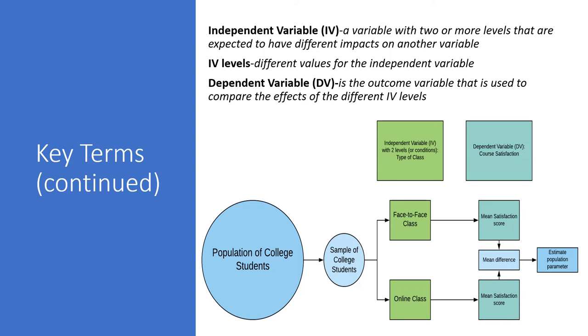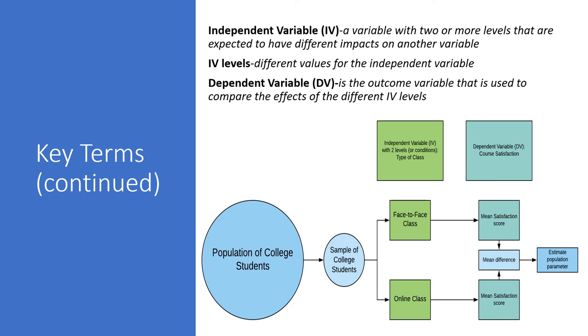Then after people experience the class, we have them take a questionnaire about how satisfied they are, and that would be our dependent variable, course satisfaction. And so we get a mean satisfaction score for the face-to-face group, a mean satisfaction score for the online group, and then we find the mean difference between those two. Which group had a higher mean? How far apart are they? That is the mean difference. That is called a sample statistic. Again, it's coming from the sample, the mean difference between these two groups.